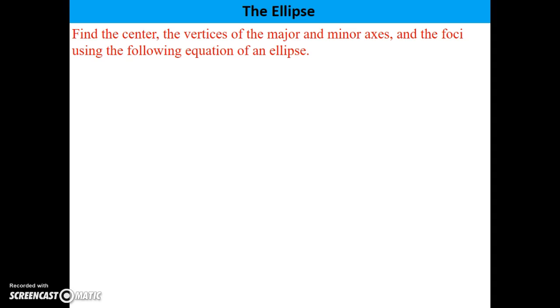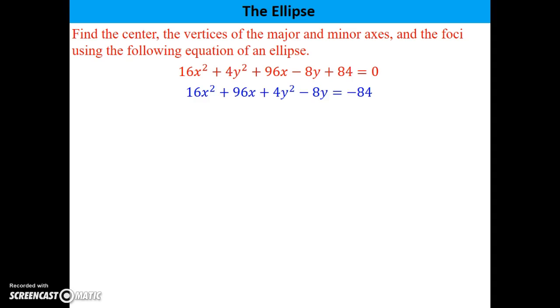All right, find the center, the vertices of the major and minor axes, and the foci using the following equation of an ellipse. So the very first thing we have to do is put it in standard form. So we're going to gather our x terms, gather our y terms. Remember that we are going to factor out those common factors. So we're going to factor 16 out of our x squared in our x term and 4 out of our y squared in our y term.